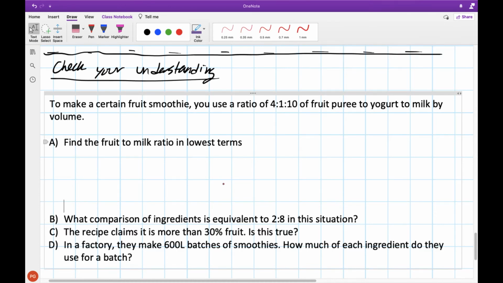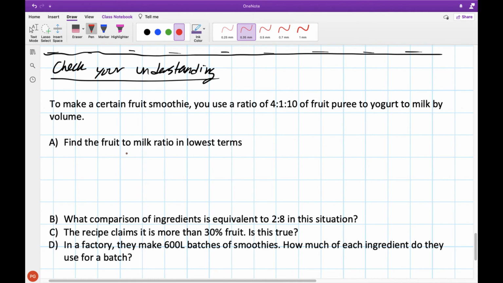All done? All right, let's go over the answers. The first one, we want a fruit to milk ratio in lowest terms. So our ratio that we're given up here is fruit to yogurt to milk. So if we want fruit to milk, it would be 4 to 10, which we can reduce by 2. So we're going to divide both of these by 2, and we'll get 2 to 5, and that would be our ratio in lowest terms.